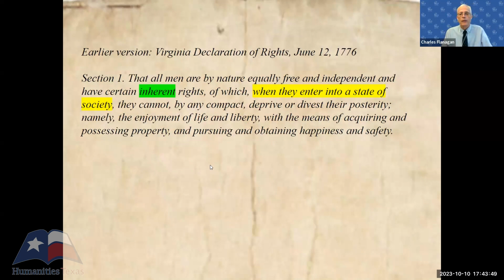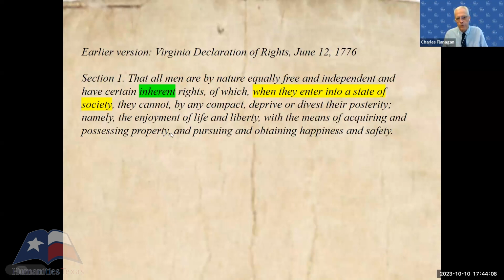When they enter into a state of society, they cannot by any compact deprive or divest their posterity, namely, and it's the life, liberty, and property. And so, by getting the kids to compare these two statements, of course, you can teach them about what's the big fundamental idea and how are these texts different?